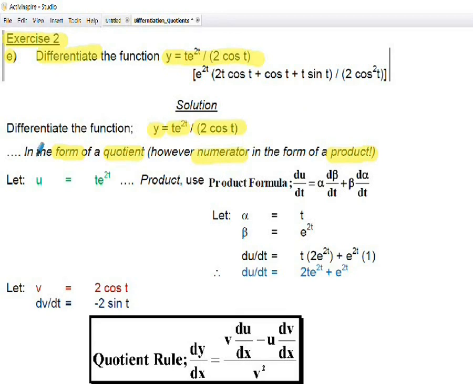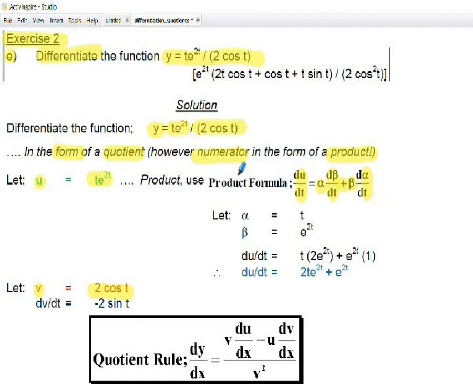So if I make u in this case the top line, the t e to the 2t, and I'll make v in this case the bottom line, 2 cos t, I need to be very careful with my u. It's actually a product, and I've shown the product rule here using slightly different notation than previously. I've got du by dt is alpha times d beta by dt plus beta times d alpha by dt. Don't let that notation bother you. I'm just applying the product rule locally, if you like, in this particular case.